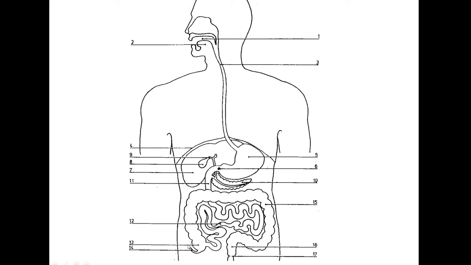13, the large intestine. So the large intestine is where the water is reabsorbed from the food to leave behind solid feces. So any water is reabsorbed back into the body so that you end up with solid feces, which is then stored in the rectum until it's ready to be egested. Egested is the opposite to ingest. So when it's ready to be egested, it leaves the body through the anus, which is number 17.